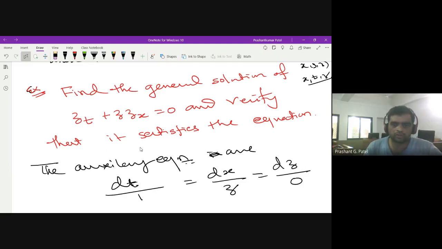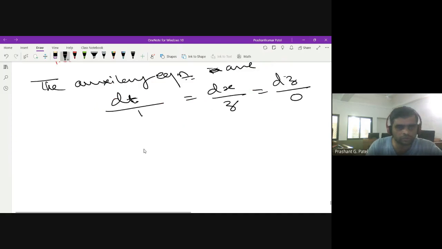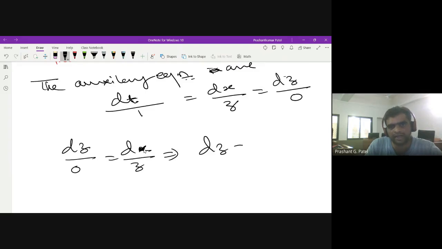Now we have to solve this one. So first, dz upon 0 is there. So dz upon 0 equal to, I can take any of these, let's say it is dx upon z, which implies that dz is 0. This will imply that z is constant. Let's say c1. This is my u.